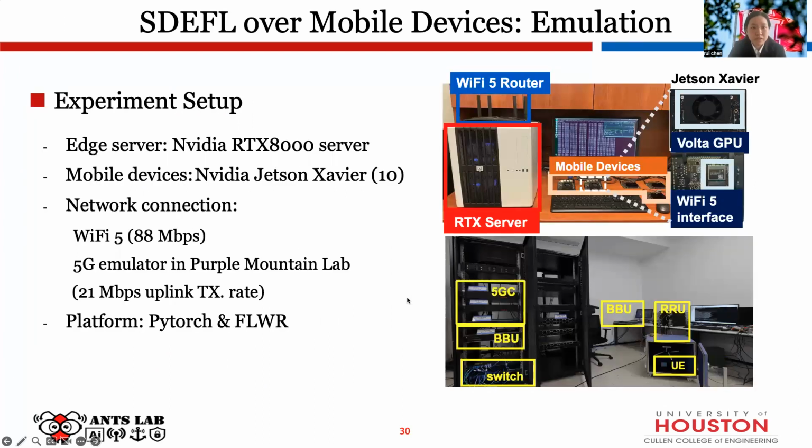And here is our experiment setup. Here we consider two different network settings. For the Wi-Fi 5 networks, we are using the lab testbed to evaluate the performance. And we also consider 5G networks where we're using the emulator in the Purple Mountain lab.